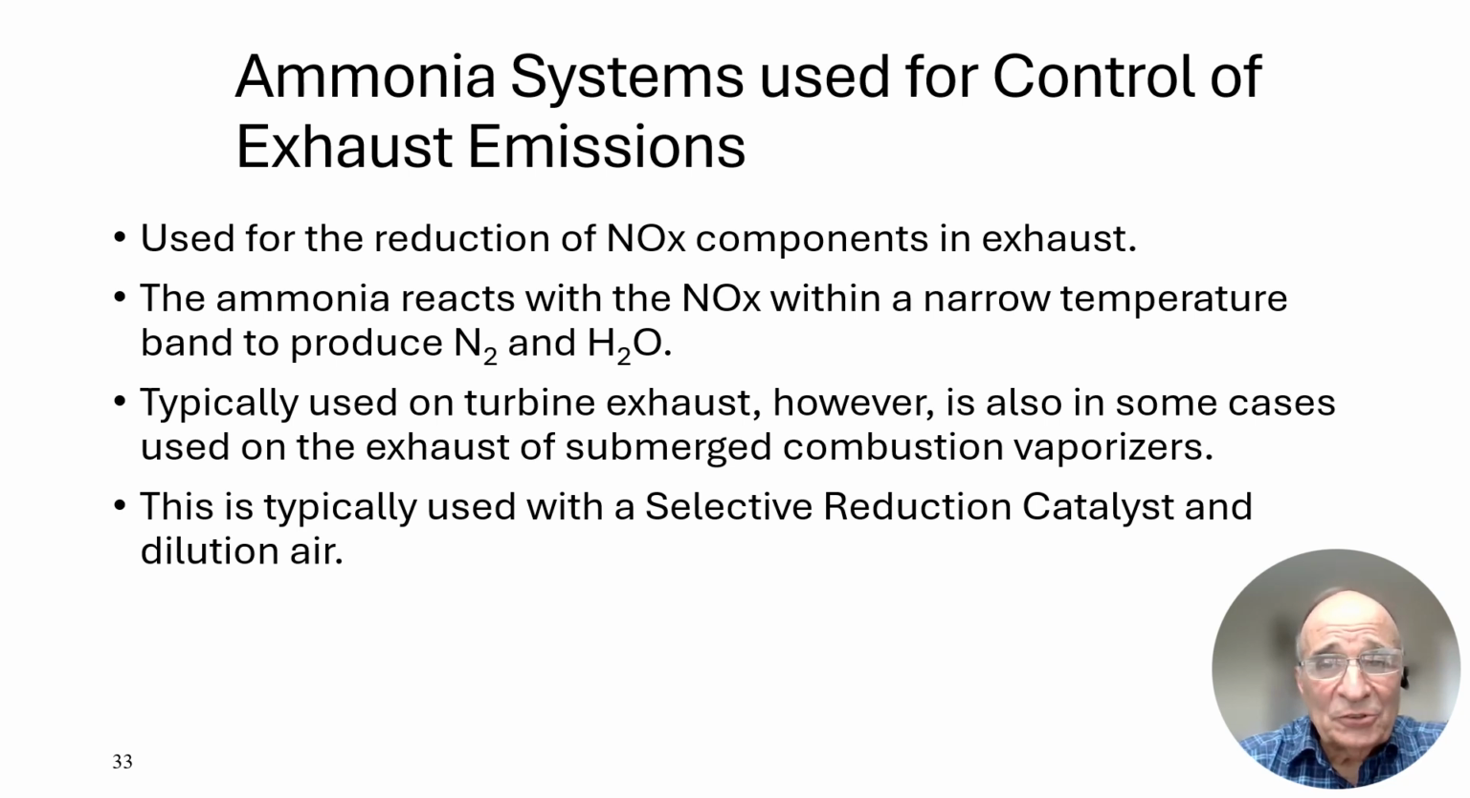Ammonia systems are typically used with catalysts and are used for control of exhaust emissions. They're used for the reduction of NOx components in the exhaust. The ammonia reacts with the NOx within a narrow band of temperature to produce N2, nitrogen, and H2O. Typically, it's used on exhaust from turbines. However, in many cases, it's also used for the exhaust of combustion appliances such as heaters, boilers, and in particular for submerged combustion vaporizers. This typically is used with a selective reduction catalyst and dilution air.